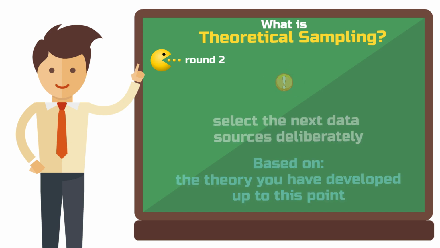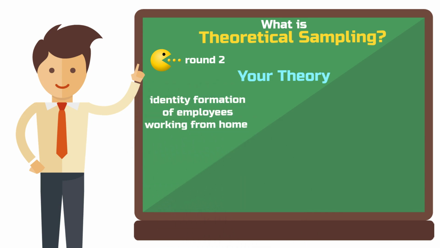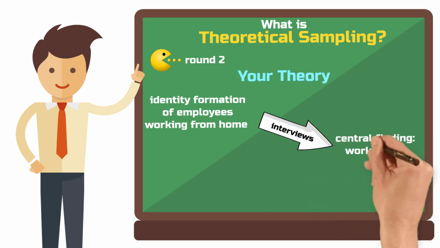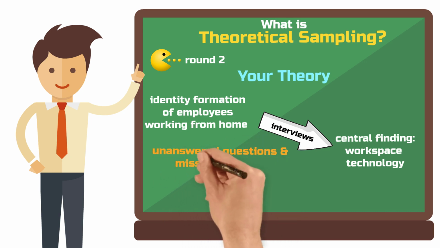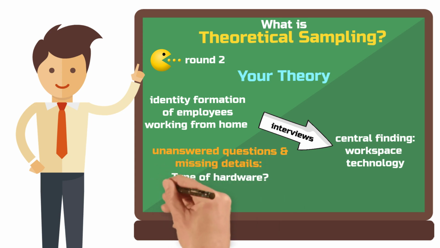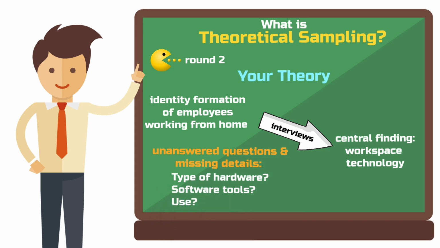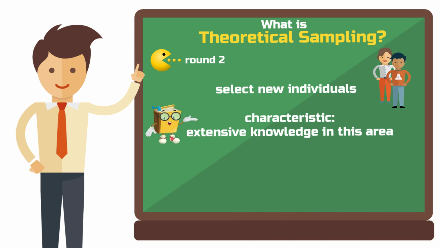What does that mean exactly? Let's say you're developing a theory that explains the factors influencing the identity formation of employees in the context of working from home. After your initial interviews with employees, you might have found that the characteristics of their workspace technology are central to their identity building. However, you don't know exactly what about the use of technology is so crucial for identity formation. Could it be the type of hardware, consisting of laptops and smartphones, or the software tools, or how they are used? To learn more, you now select new individuals who have extensive knowledge in this particular area. This could, for example, be members of the IT department of the company.